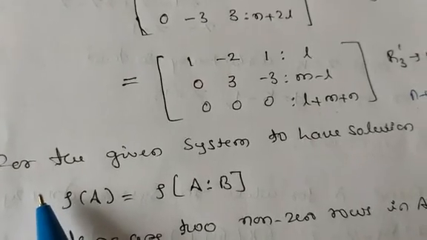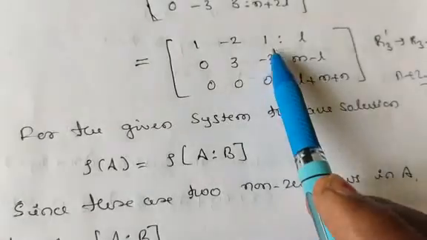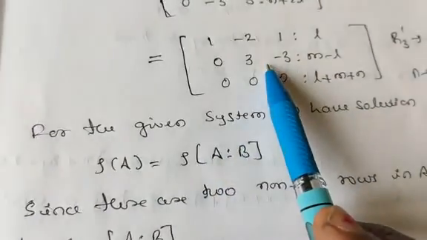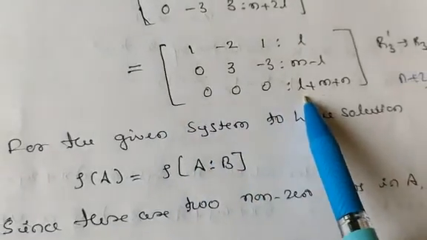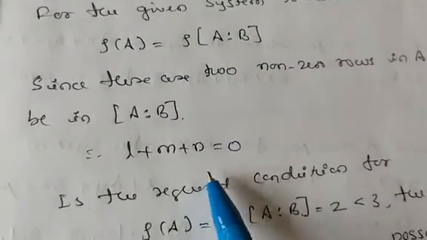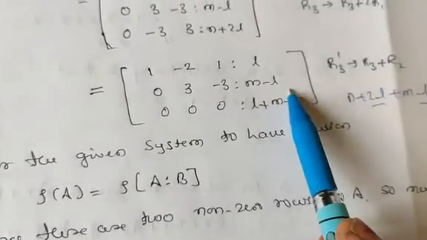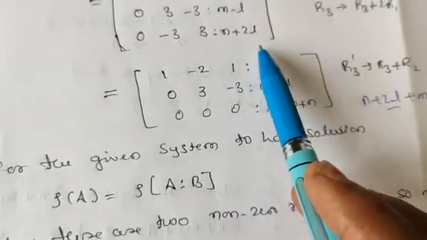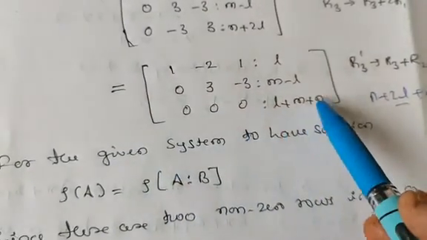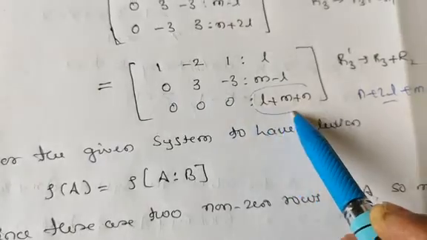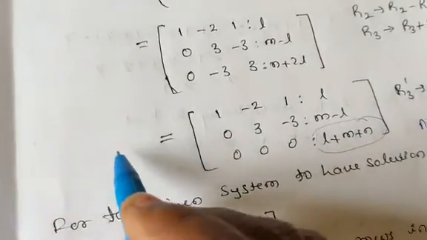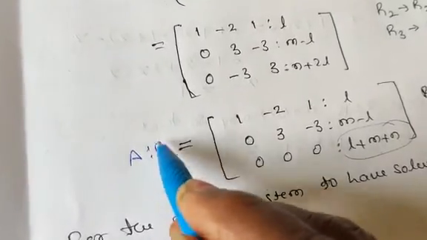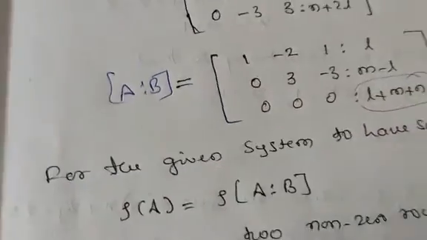Has the solution means rank of A is equal to rank of AB. So here we have rank of A is 2 because there are 2 non-zero rows. Rank of AB is also equal to 2 means this L plus M plus N should be 0 here. Then only rank of AB becomes 2 because there are 2 non-zero rows.